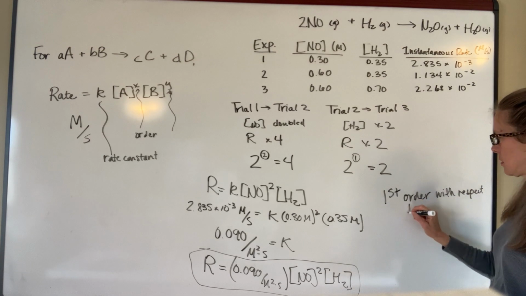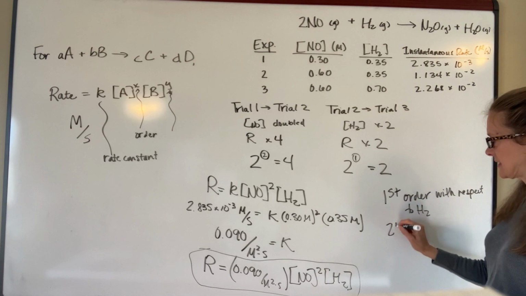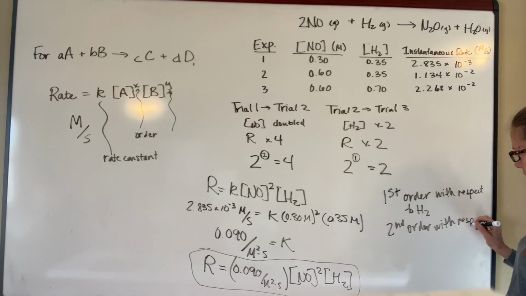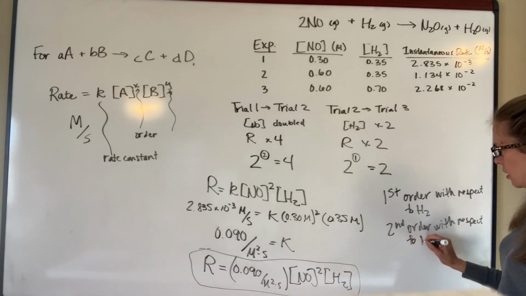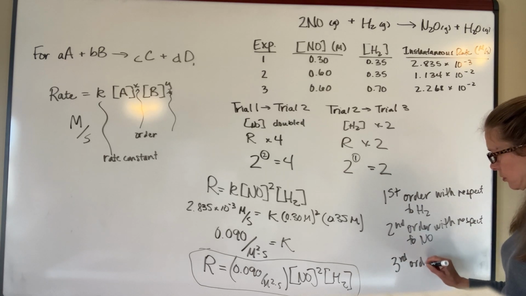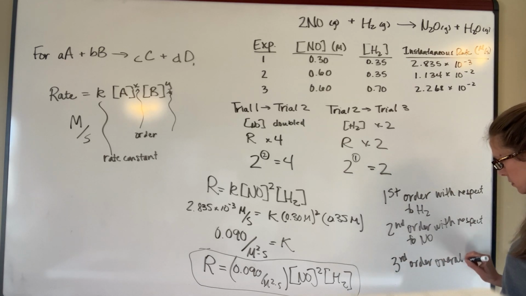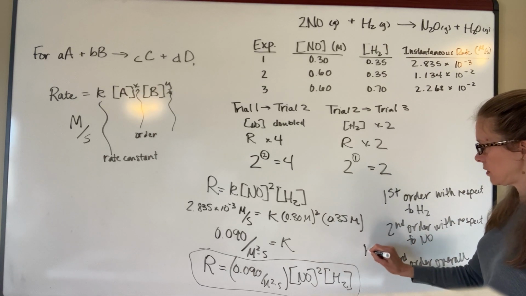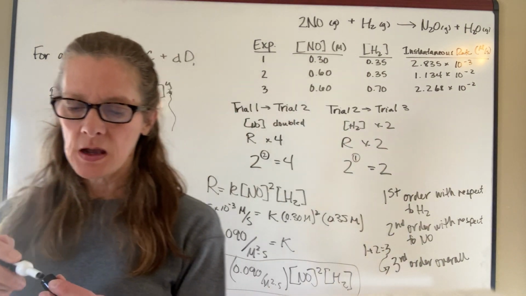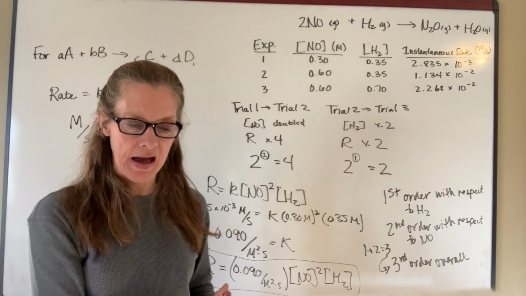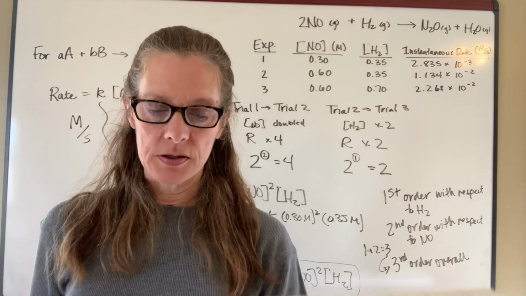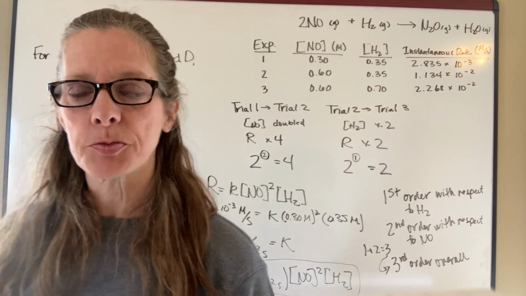So my orders are first order with respect to hydrogen, second order with respect to NO, and third order overall. Because all I have to do is add the 1 plus the 2, and that gives me the 3 down here. Okay, so that terminology, again, you won't see until the explanation after the lab, but I went ahead and covered it now because it actually is part of this section.